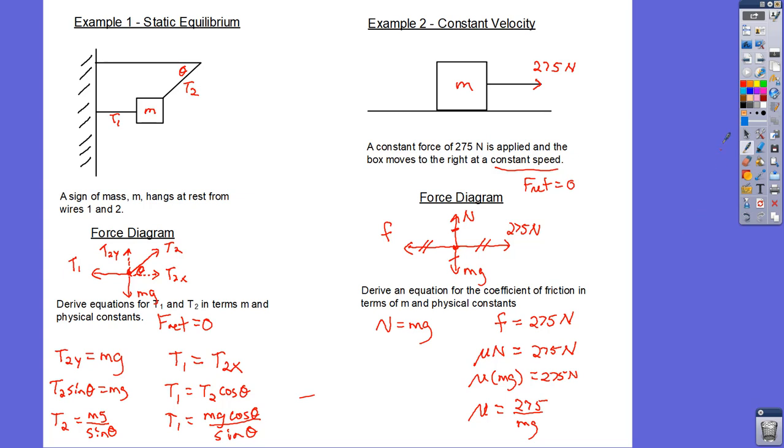Okay, two more cases really quickly. And again, I'm just kind of reminding you how this works and how the strategy works.